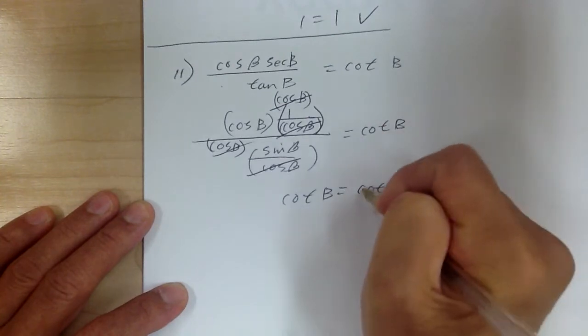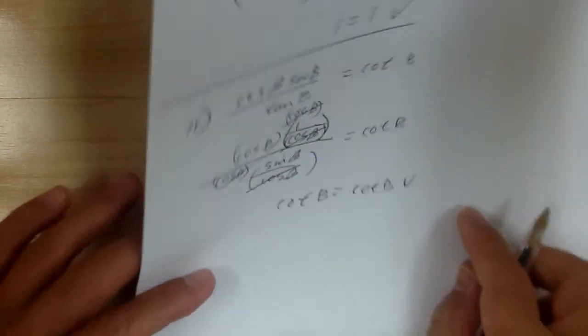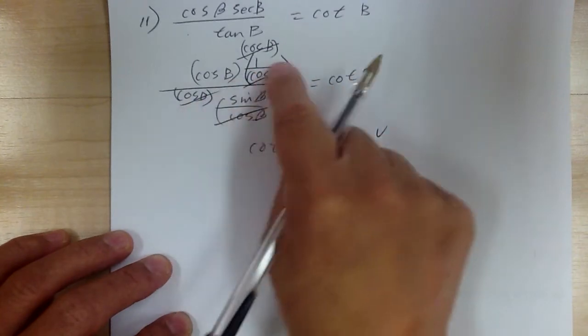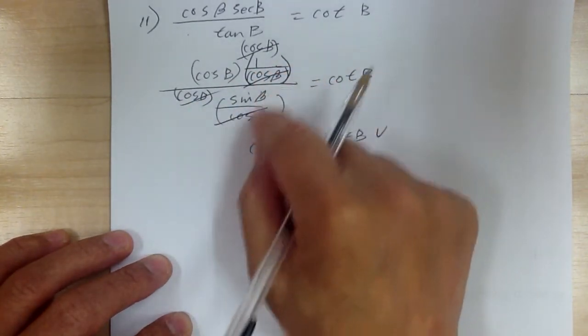So make sure you know how to simplify complex fraction. To simplify complex fraction, you multiply by common denominator. In this case, it's a cosine beta, right?